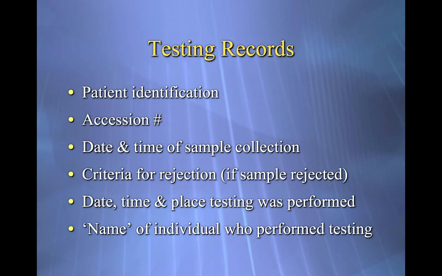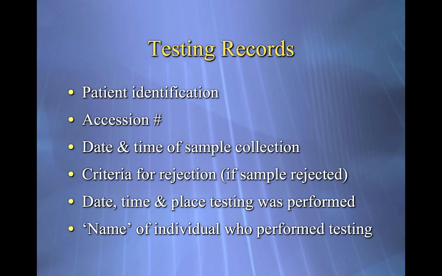Okay, testing records. Testing records sent out by the lab, and this is whether it's in hard copy or fax or on a computer system, should have patient identifiers on it: their name, their medical record number, date of birth, sex, age sometimes, and the accession number for the sample. That's how you can look it back up in your system, so if anyone calls up and says, hey, I got a funny test here, can you go back and look at that?